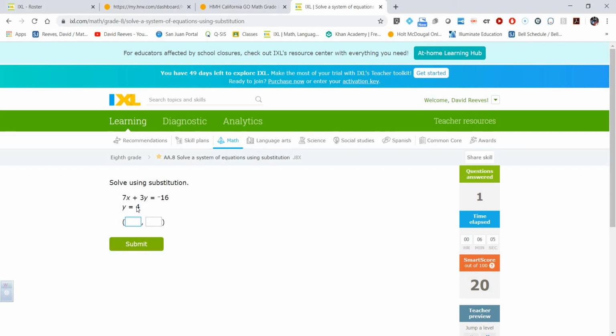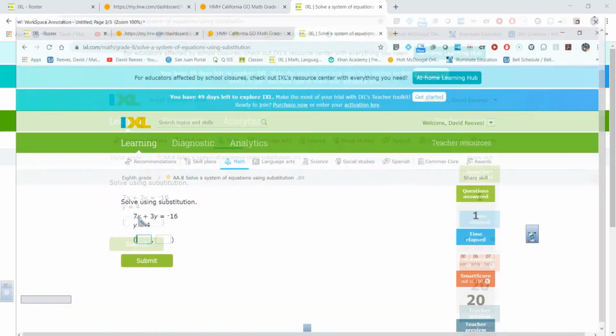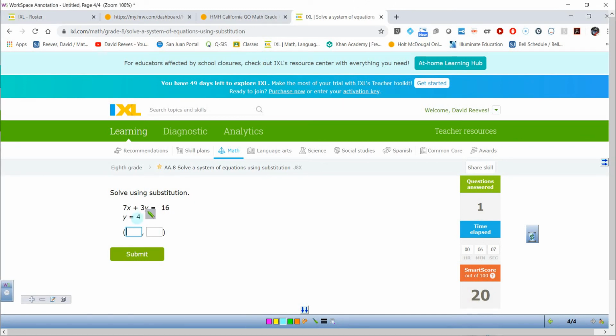All right. So if you look at this one right here, they didn't give us what x was. They gave us what y was, right? Y is equal to 4. So if y is equal to 4 in the second equation, I'm going to take that and I'm going to put it right there for that y. So I'm going to go 7x plus 3y equals, whoa, no, Mr. Reeves. I'm not going to put 3y. I'm going to put 3 times 4 because now I know that y is 4, right? Equals -16. So I get 7x plus 12 equals -16.